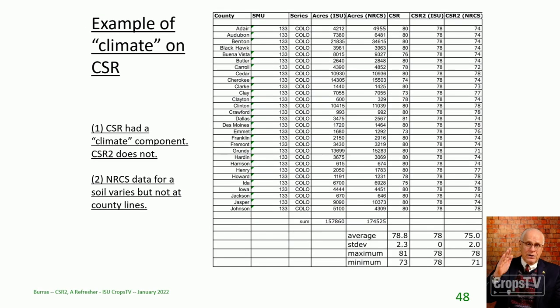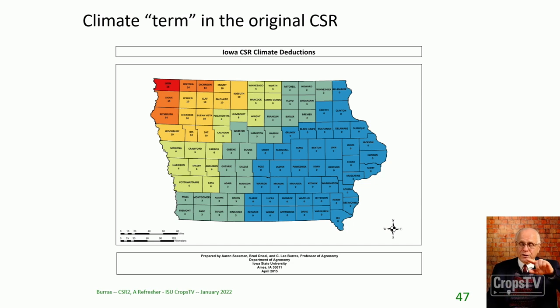Say a little bit differently, these are all numbers that are hard for you to see probably, but for just the Colo soil, Colo's mapped in 77 different counties of Iowa, what you'll find is there is over a 10-point difference from one county to the next, across the state, and that 10-point difference really reflected Dr. Fitton's assessment that the Colo soil, as you went to northwest Iowa, became more and more limiting for corn production because of weather limitations. So this was a climate term.